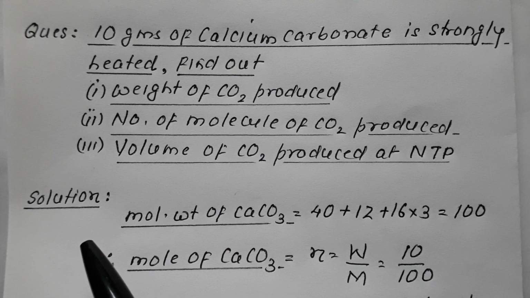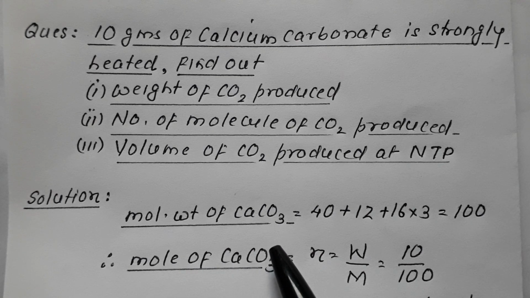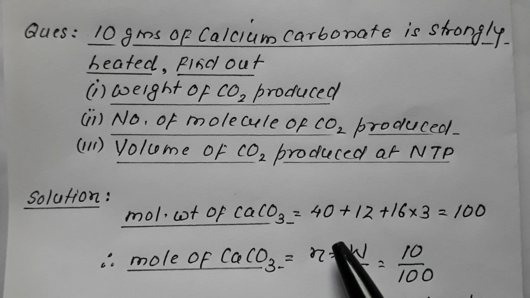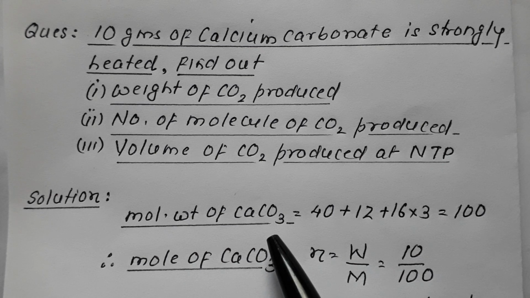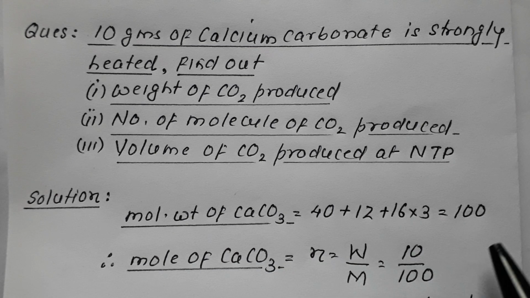So if I begin with the solution, what is the molecular weight of CaCO3? Calcium atomic weight 40, carbon atomic weight 12, oxygen atomic weight 16. So calcium 40 into 1, the number of calcium atoms being 1, carbon 12 into 1, the number of carbon atoms being 1, oxygen 16 into 3, total making it 100. This gives you the molecular weight of CaCO3, which is 100.